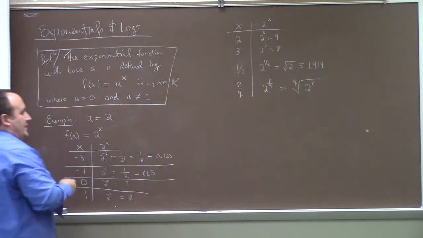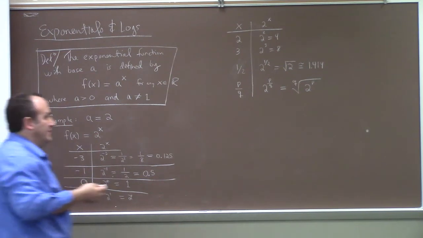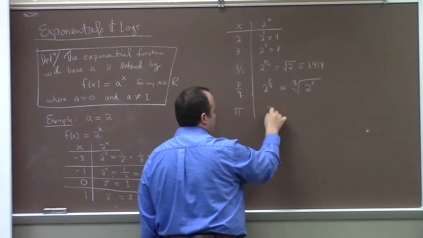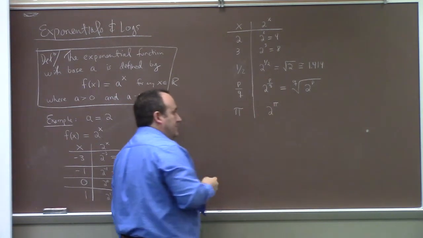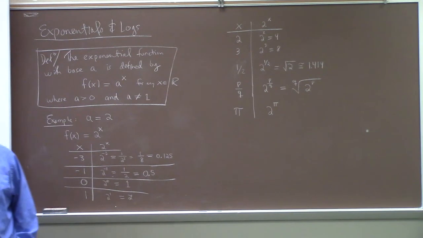Everything in my examples so far has been rational inputs. What would it mean, like 2 to the pi, for example? What would that even mean? What's 2 to the pi? You can't calculate that in terms of a root. But what is that? And how do you understand that? What is that value?